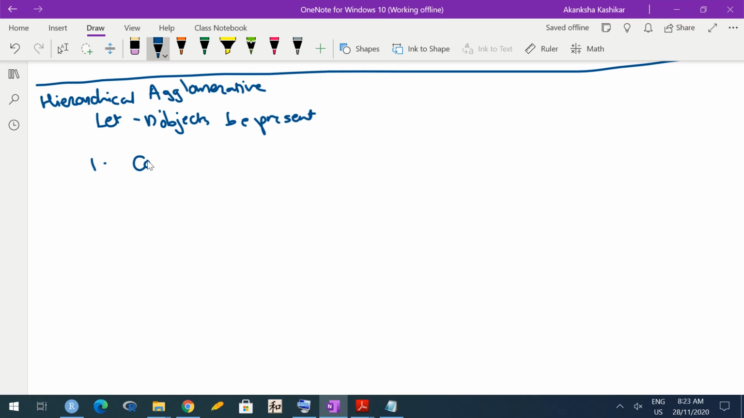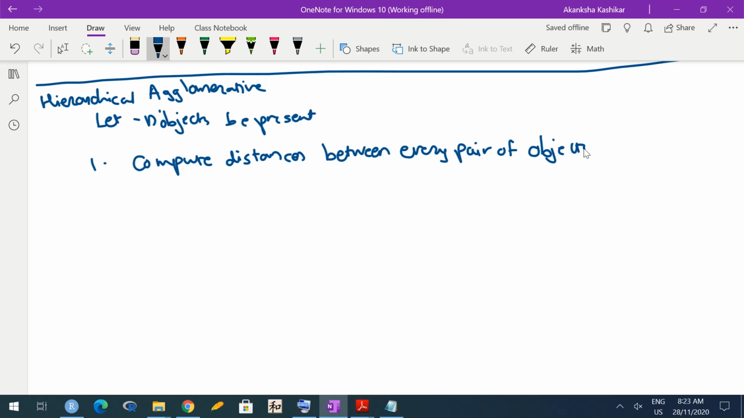So you get what is called a distance matrix. Okay. So you get an n cross n distance matrix. How does it look? Let me show you.